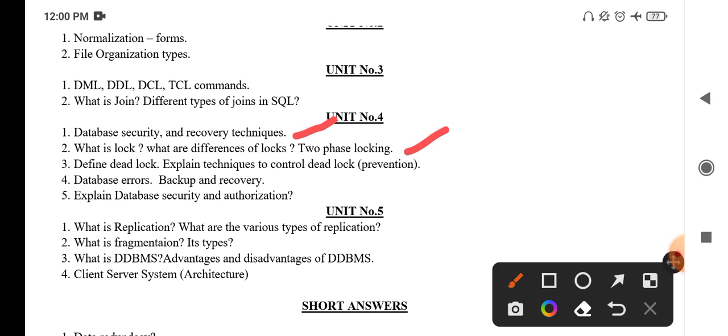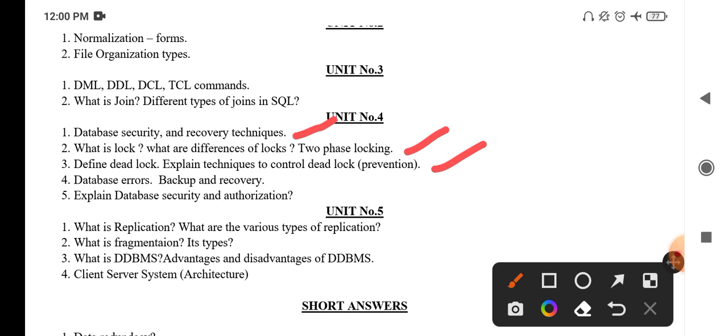Whenever more than one person wants to access the same object, there may be a conflict. So to avoid this conflict, we are using the locking concept. So what is the meaning of locking? Before using any database object, we keep a lock. You know already how many types of locks there are. We have two types of lock: shared lock and exclusive lock, and two-phase locking. In two-phase locking also we have different types of protocols. We have to write about all these protocols.